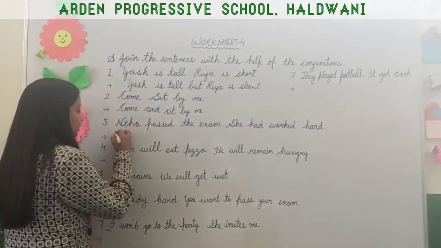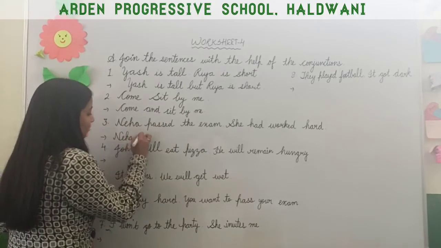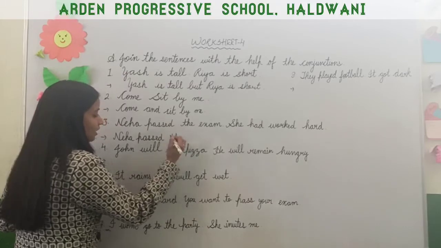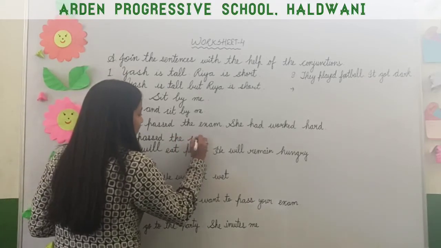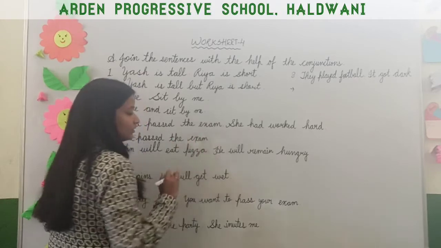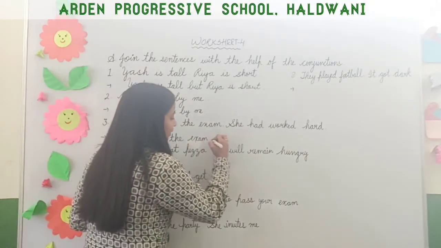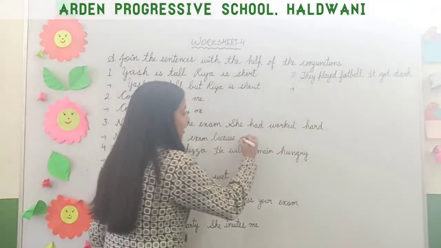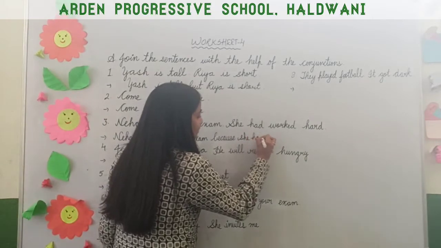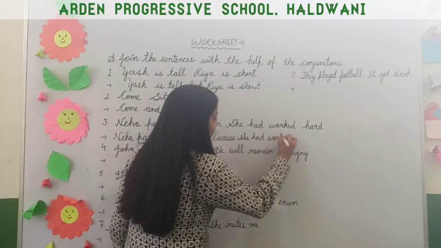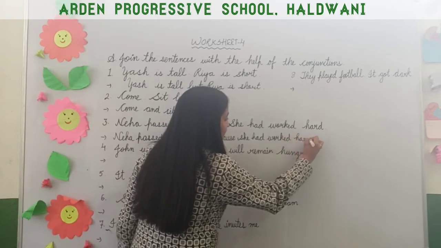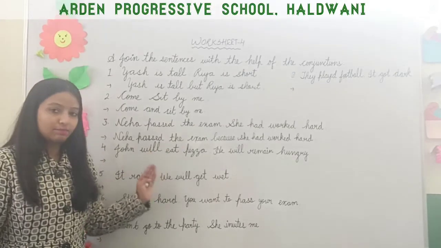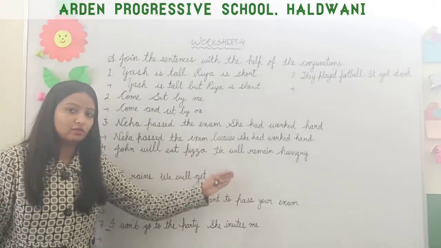So what will be the new sentence? Neha passed, P-A-S-S-E-D, passed the exam. What is the reason? She had worked hard. Before the main reason we write because, B-E-C-A-U-S-E, because she had worked, W-O-R-K-E-D, worked hard, H-A-R-D, hard. So Neha passed the exam because she had worked hard.